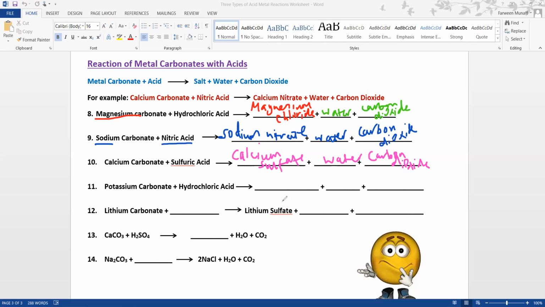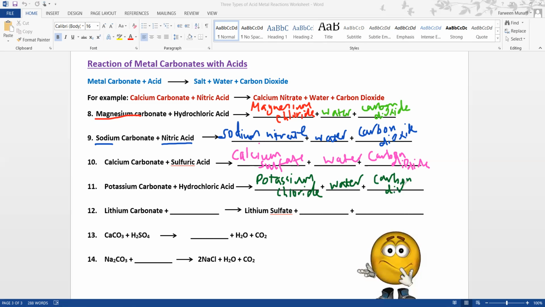Yeah, good work. So the first one is going to be potassium chloride, because hydrochloric acid produces the salt known as chloride. So we just attach that to our metal that's involved here, which is potassium. So potassium chloride. And then our two constants are going to be water and carbon dioxide. Good work. All righty.